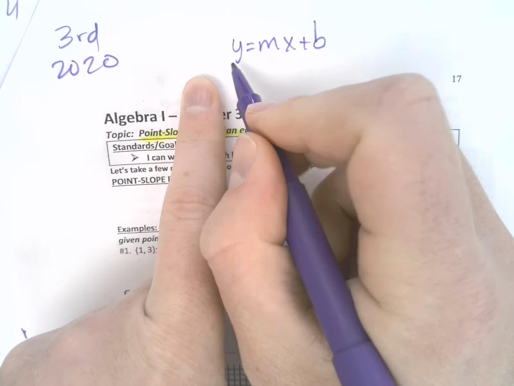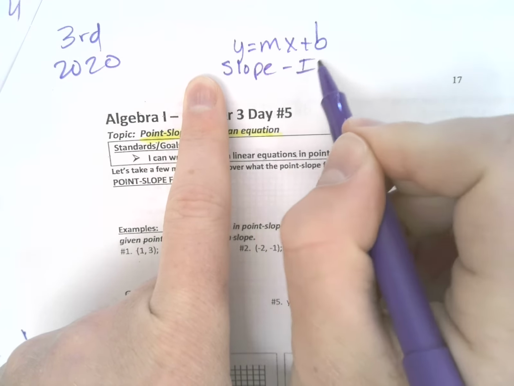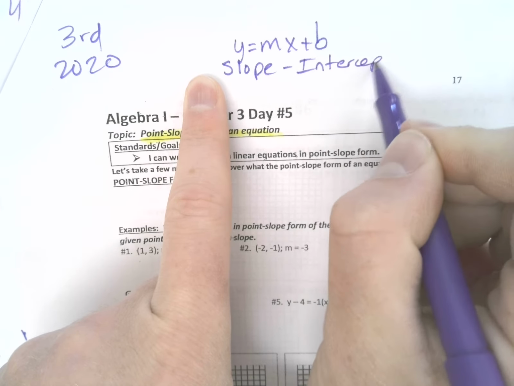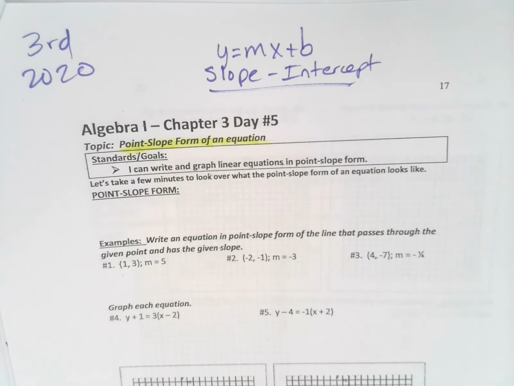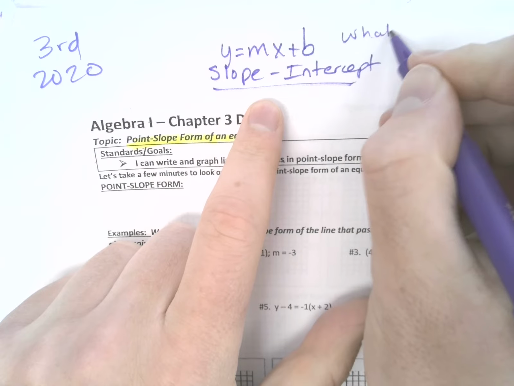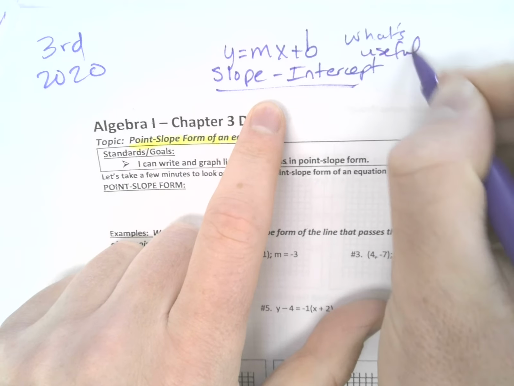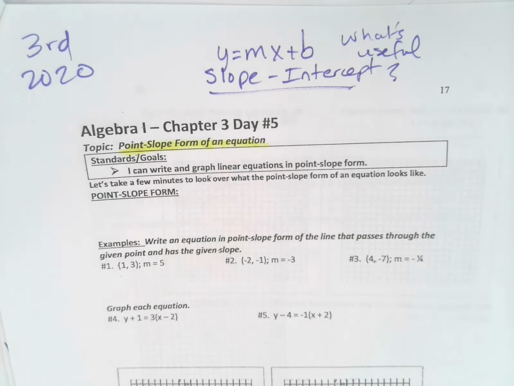Oh, isn't that, what do we call that? Slope. Isn't that slope-intercept form? Yeah. And guys, what's useful about slope-intercept form? What are the two things it can give us about a line? What does it give us if something's written in slope-intercept form? What can we pull from that equation?